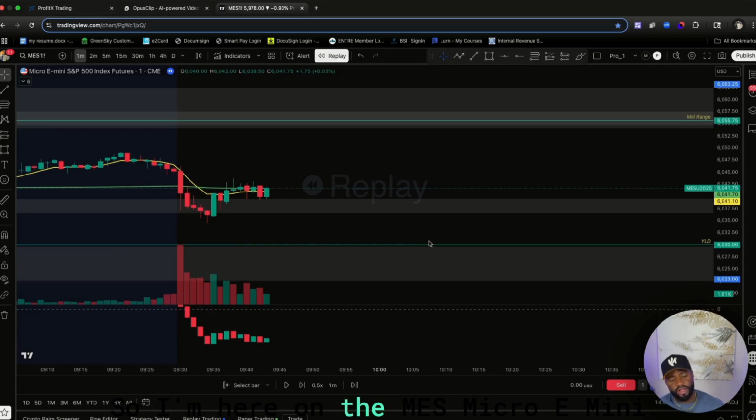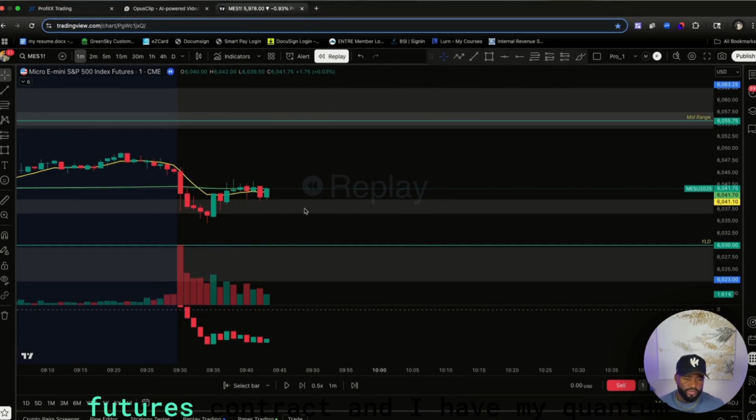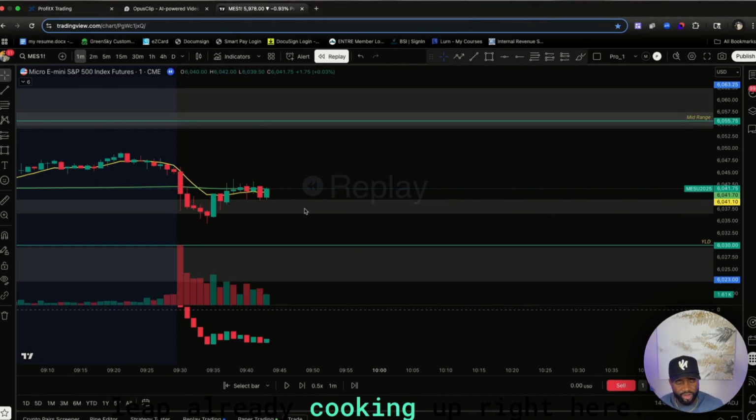So I'm here on the MES micro e-mini futures contract, and I have my quantum leap already cooking up right here. Today is the 19th of June, Juneteenth. Happy Juneteenth to everyone out there. And yeah, we're just gonna see. We're trading today, the 19th, but what we're looking at right now is yesterday, which is June 18th, and we're looking at how the setup showed itself in the market.